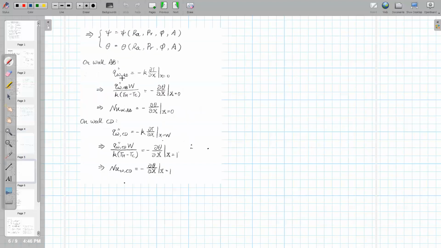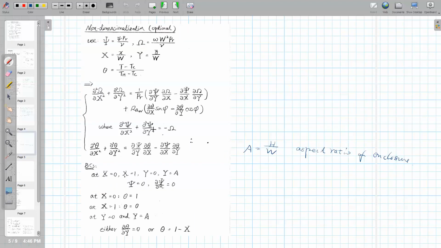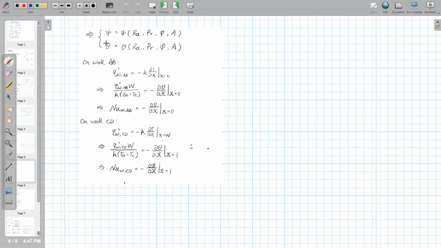And so what we found here, okay, from the non-dimensionalized form, we found that there are 4 dimensionless parameters that will affect the result: the Prandtl number, the Rayleigh number, the inclination angle phi, and also the aspect ratio A. Okay. So which means that both the stream function and theta will be the results of these 4 parameters.